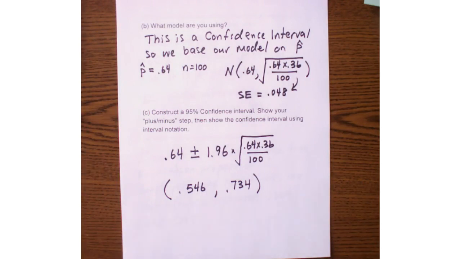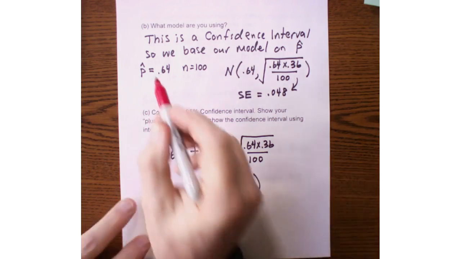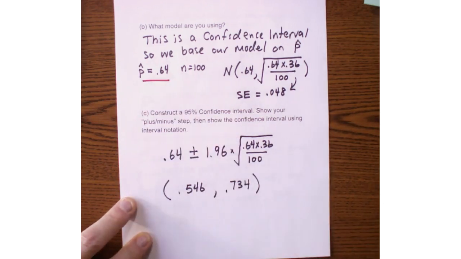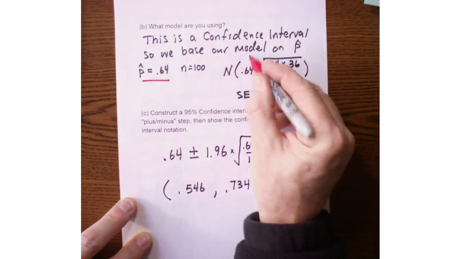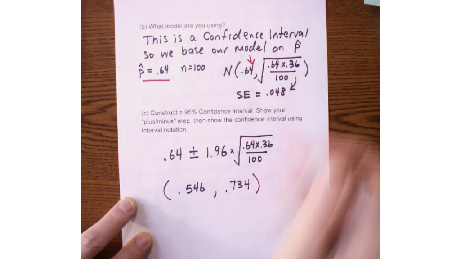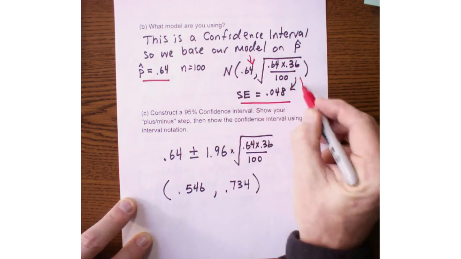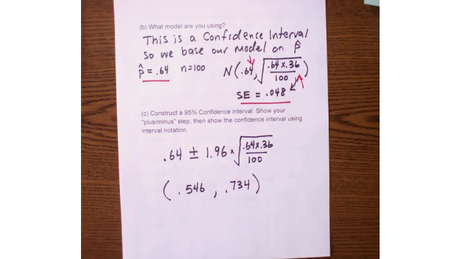The model that we are going to use is a normal model, and we're going to build it with our p hat. The p hat is 0.64 and the sample size is 100. So that's the mean of my model, and there's the standard error. I'm using 0.64, the p hat, the sample proportion, to create that normal model, which is why I refer to it as the standard error. Now construct a 95% confidence interval, show your plus minus step, and then show the confidence interval using interval notation.